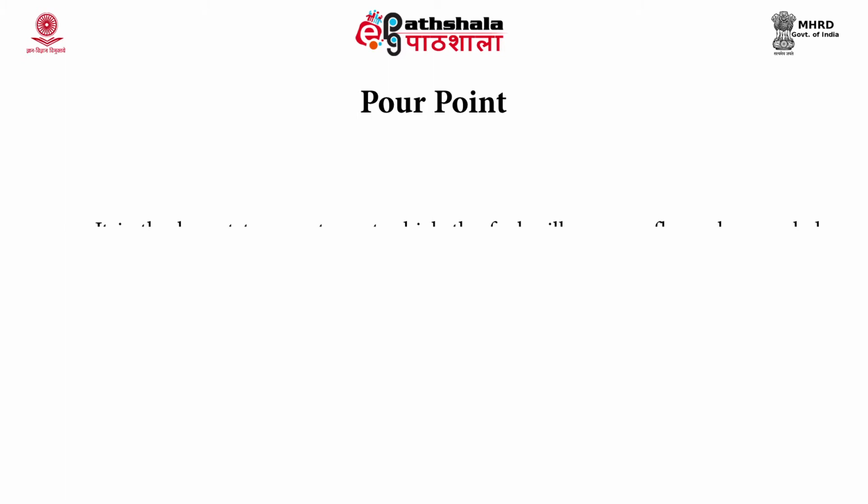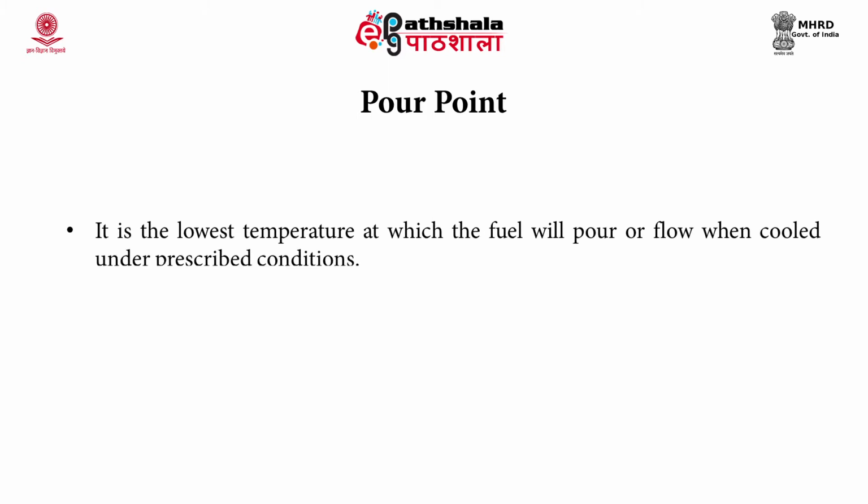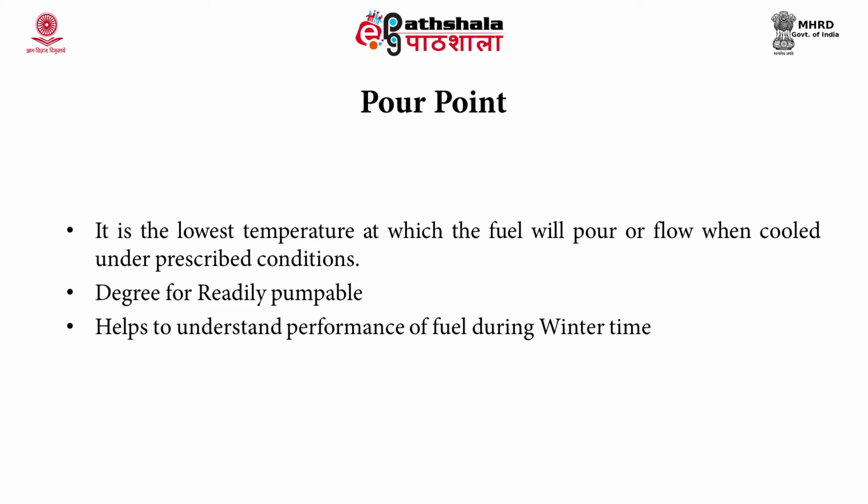Pour point is the lowest temperature at which fuel will pour or flow when cooled under prescribed conditions. So, flash point is the lowest temperature at which it starts igniting, while pour point is the lowest temperature at which the pouring or flowing ability stops when it is cooled under the prescribed condition. This shows whether the fuel is readily pumpable or not. It helps to understand performance of fuel during the winter time, because at this time the temperature is very low, and if the pour point is high, then it will be very difficult for the engine to work. The pour point of crude oil is around 278 to 288 Kelvin.